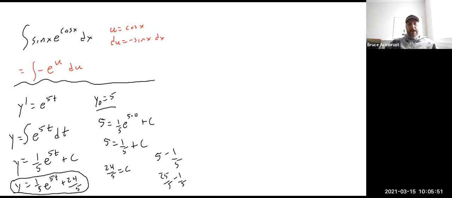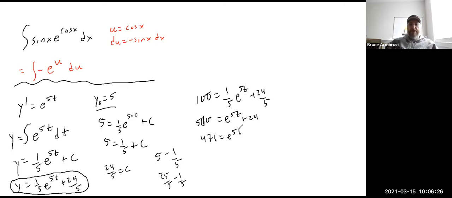All right, so this one's not going to decrease. It's an increasing exponential. So it says, at what time does this increase to 100? Well, that just says let y equal 100 and solve for t. So I would multiply everything by 5 to get rid of the fractions. So I have 500 equals e to the 5t plus 24. Subtract 24: 476 equals e to the 5t. Take a natural log, and then divide by 5.